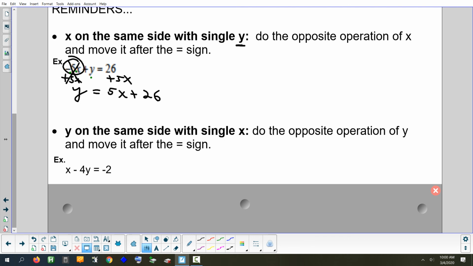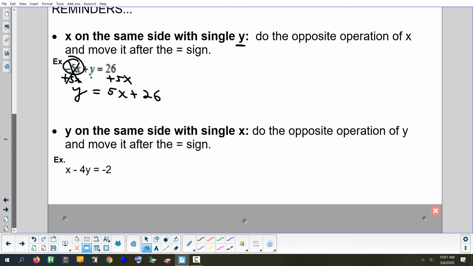Now, kind of the same idea, but just switching the letters. Let's say you had a y on the same side with a single x. It's going to be easier to get x by itself because there's nothing attached to it. Y would be hard to get by itself here because you'd have to get rid of the x, and then you'd have to get rid of that -4 to get y by itself. So there's two things you'd have to do to get y by itself. So what could we do on both sides here that would get x by itself in one step?